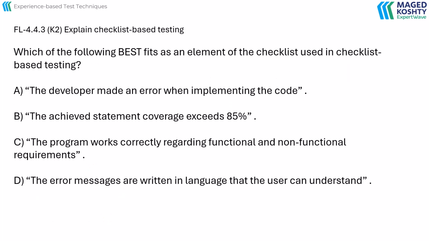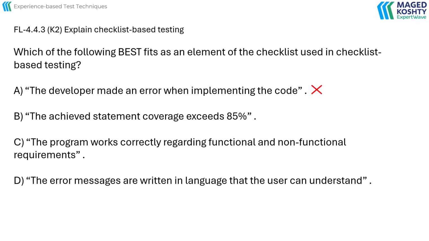Second question. Which of the following best fits as an element of the checklist used in checklist-based testing? A checklist is a list of test conditions. Otherwise, we are talking about fault attacks, which use a list of errors, defects, and failures. A. The developer made an error when implementing the code. This is an example of an error, incorrect.